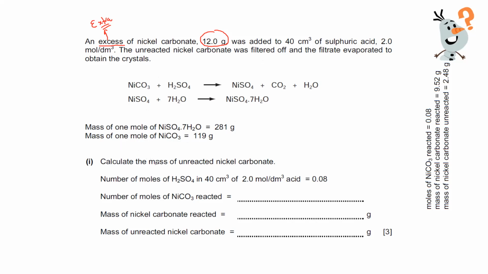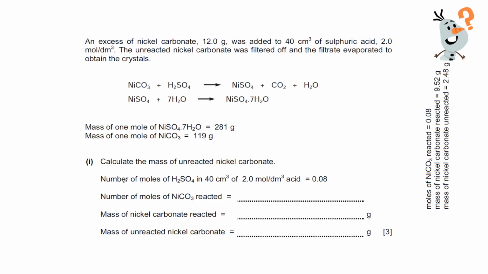Now the main question: we have to calculate the mass of unreacted nickel carbonate. So how to get the mass of unreacted nickel carbonate? Because this is the total nickel carbonate which we are adding, first we'll find how much nickel carbonate has reacted. So the total which we add minus the reacted will give how much is unreacted. But for this you have to follow the steps again. Calculate the mass of unreacted nickel carbonate.